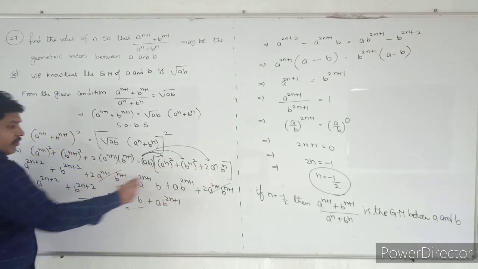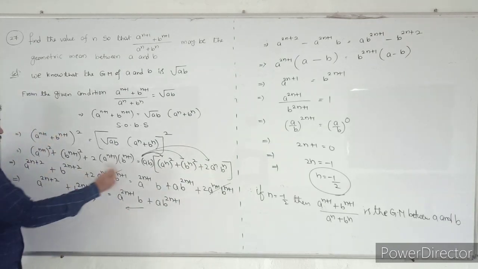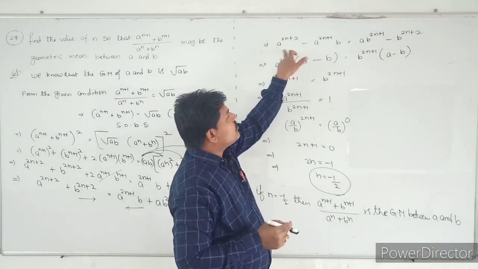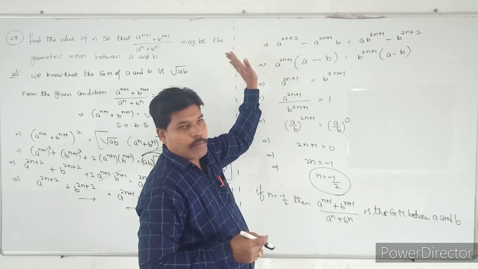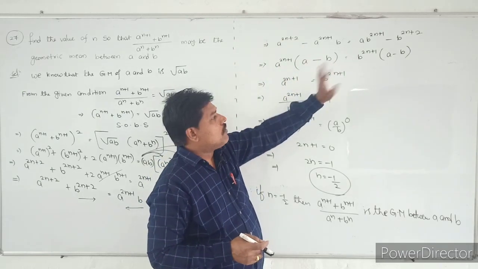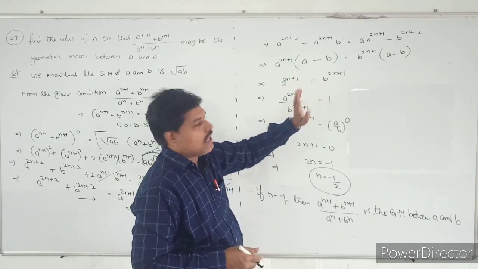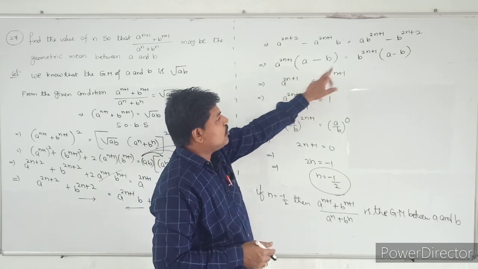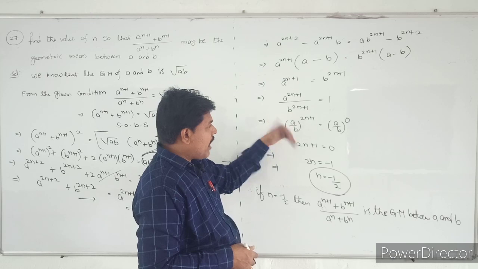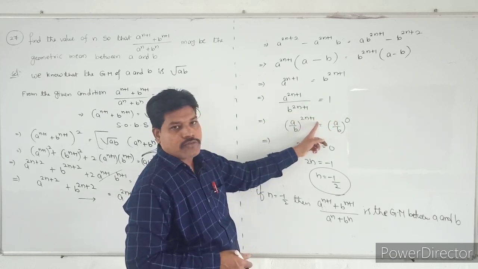After the multiplication you can cancel these two terms and take this value to the LHS and this value to the RHS. From these two terms you can take a power 2n plus 1 common, so it will become a minus b, that is equal to b power 2n plus 1 into a minus b. So we can take a minus b out and cancel it. A power 2n plus 1 is equal to b power 2n plus 1. So a power 2n plus 1 by b power 2n plus 1 is 1. You can take it as a by b whole power 2n plus 1 is equal to 1.